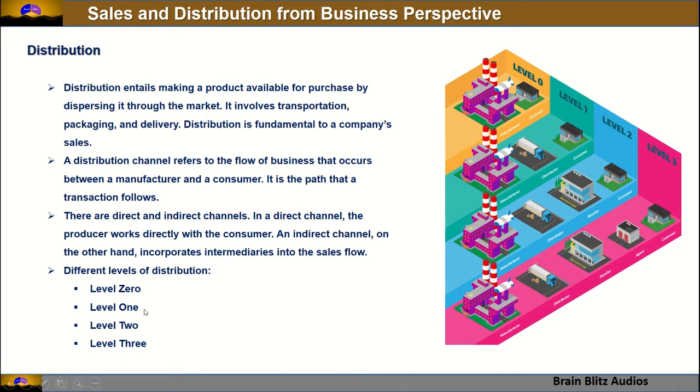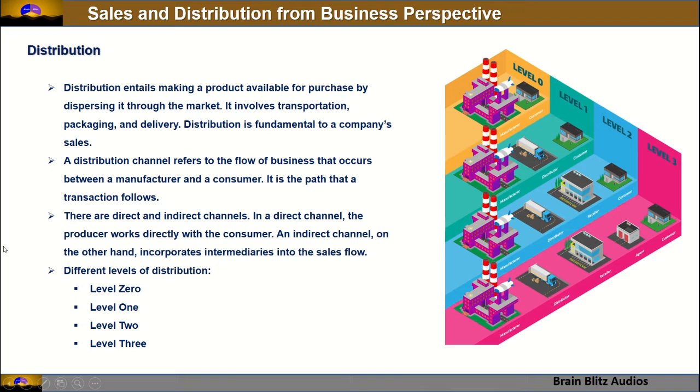A distribution channel refers to the flow of business that occurs between a manufacturer and a consumer. It is the path that a transaction flows. These terms you need to remember because they will come in the SD module as well. Distribution channel is one of the major organizational structures and is used in master data and all kinds of things. Distribution channel refers to the way it flows. Then there are direct and indirect channels. In a direct channel, the producer works directly with the consumer.